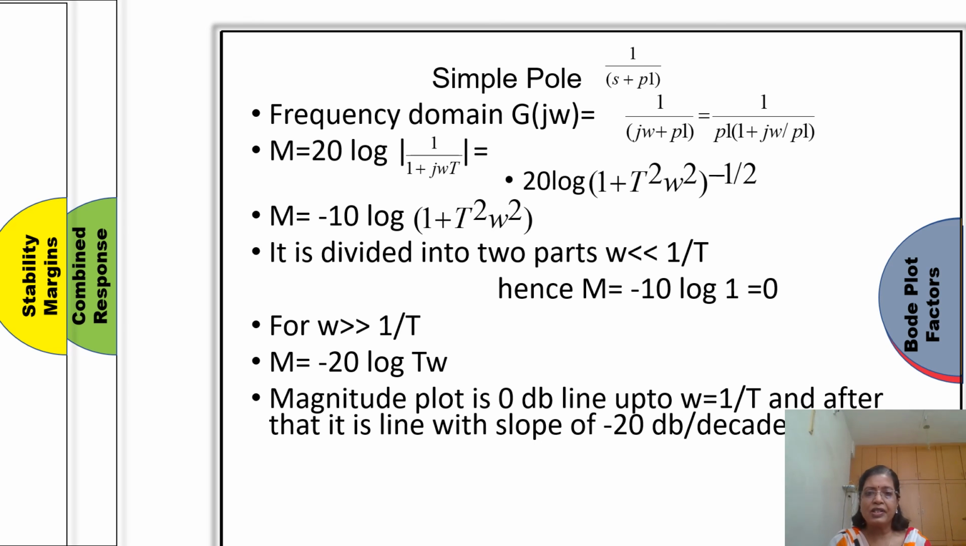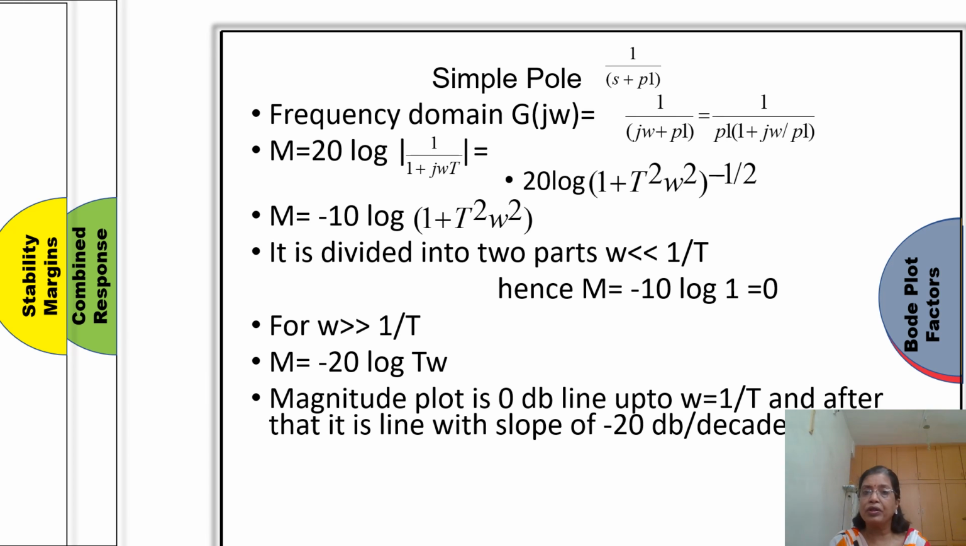Now again this magnitude plot is 0 dB when omega is equal to 1 over t. If I put omega is equal to 1 over t, t will be cancelled, this will be 1, log of 1 is 0. So as we go on further, as we have seen in the previous case, this also comes out to be a line with a slope of minus 20 dB per decade. But now this line is starting from omega is equal to 1 upon t. At omega is equal to 1 upon t, it is 0 dB value, and further it will have a slope of minus 20 dB per decade.